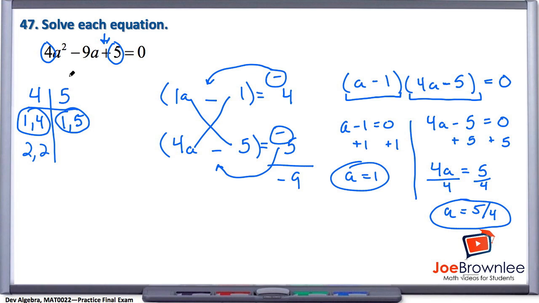And again, like we proved in number 46, you could take each of these proposed solutions, plug them into the original equation, and verify that you get true statements when you plug them in, and therefore you're proving your solutions. All right, but there's number 47, a equals 1, a equals 5 over 4.